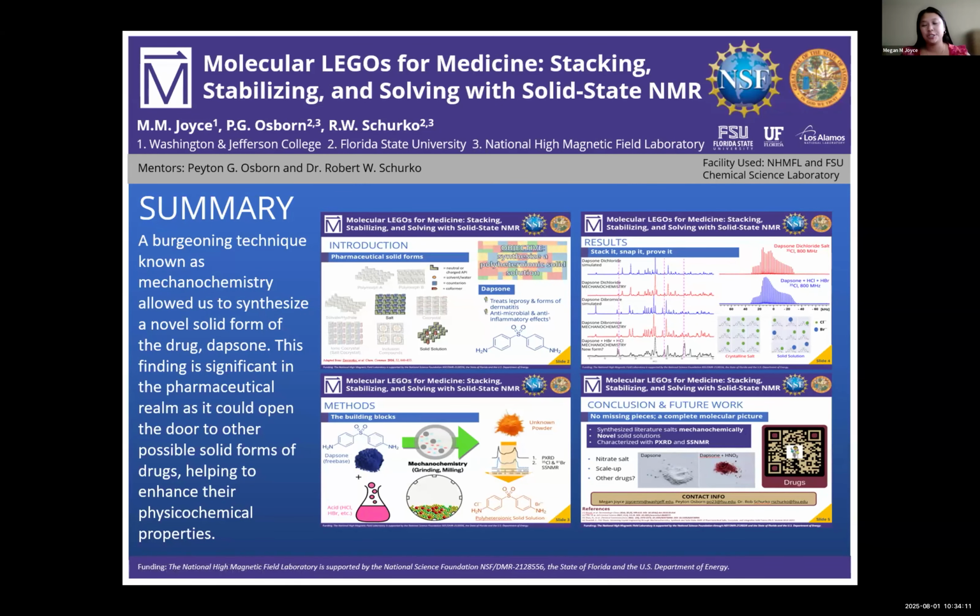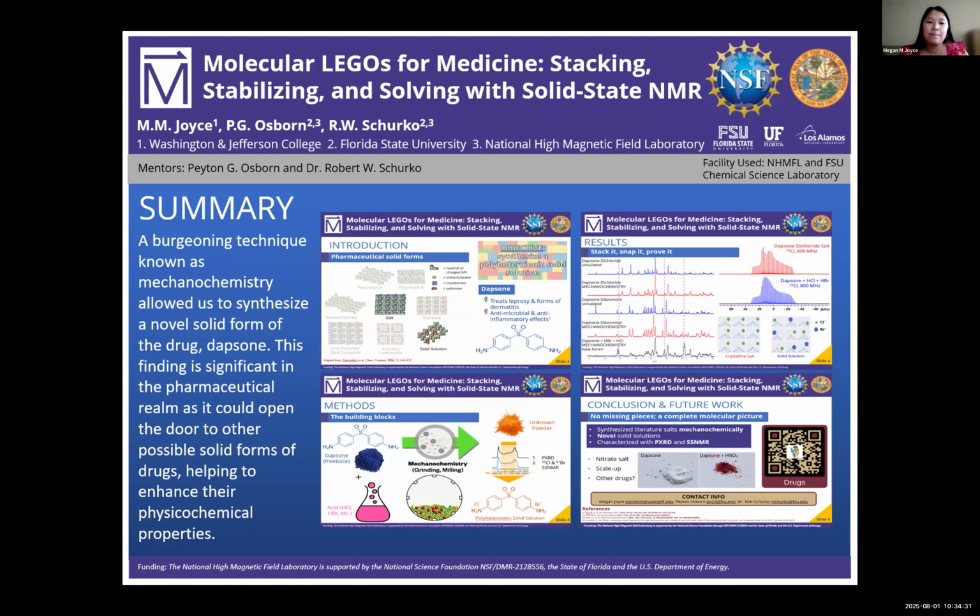I'm a rising senior majoring in chemistry and minoring in communication arts, like Kawana said, at Washington and Jefferson College, just outside of Pittsburgh, Pennsylvania. So this summer, my research project focused on trying to synthesize the new solid form of the drug dapsone using a technique known as mechanochemistry.